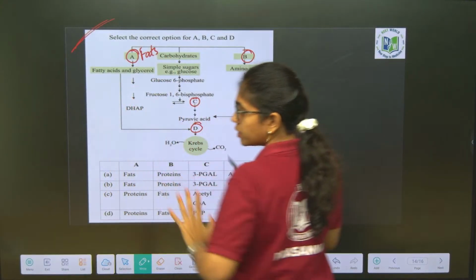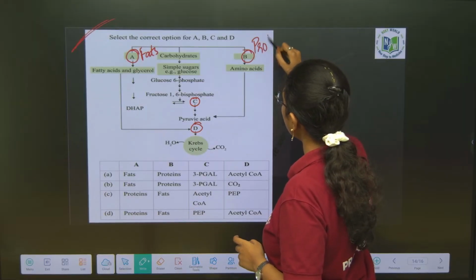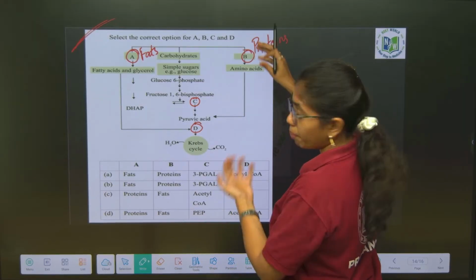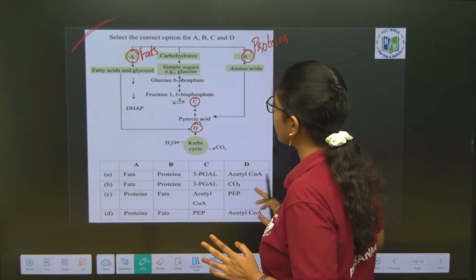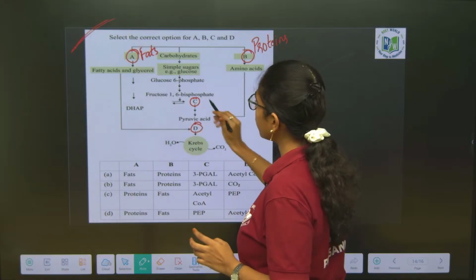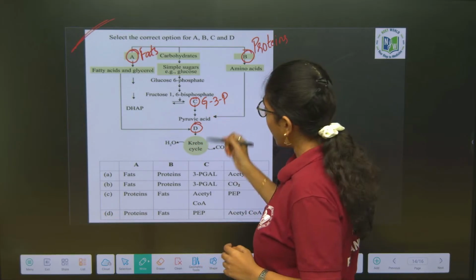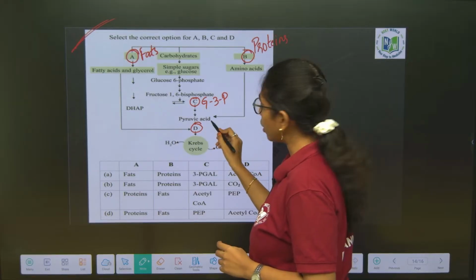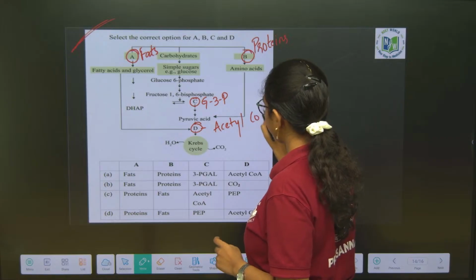Fatty acids and glycerol. Right now, beta. And here B will be what? Proteins, because with the action of proteases they get turned to what? Amino acids. And here C, DHAP to glyceraldehyde 3-phosphate. Clear, right? And here pyruvic acid is turning to what? Acetyl-CoA, which is the starter of the reaction.